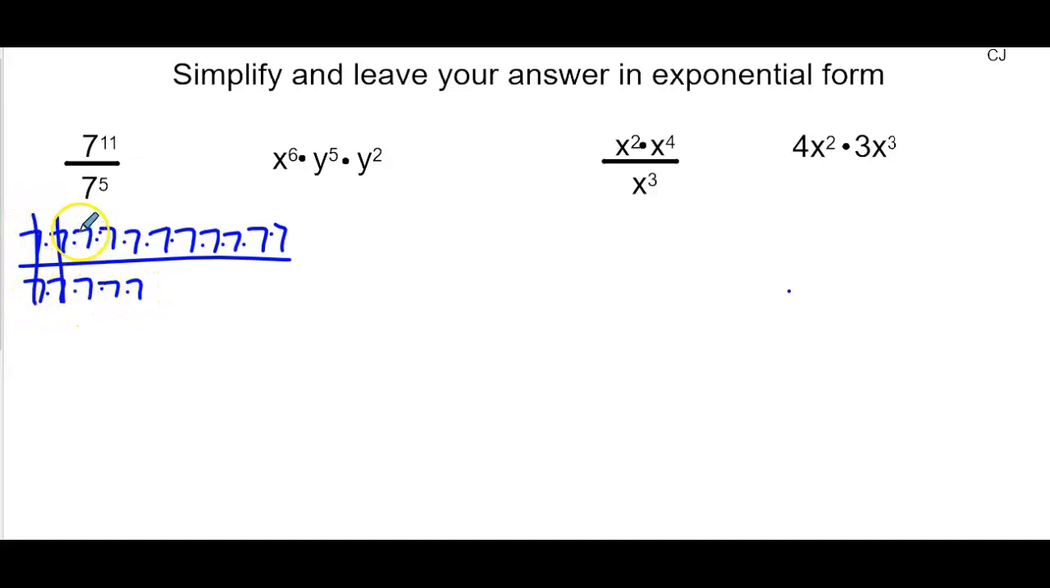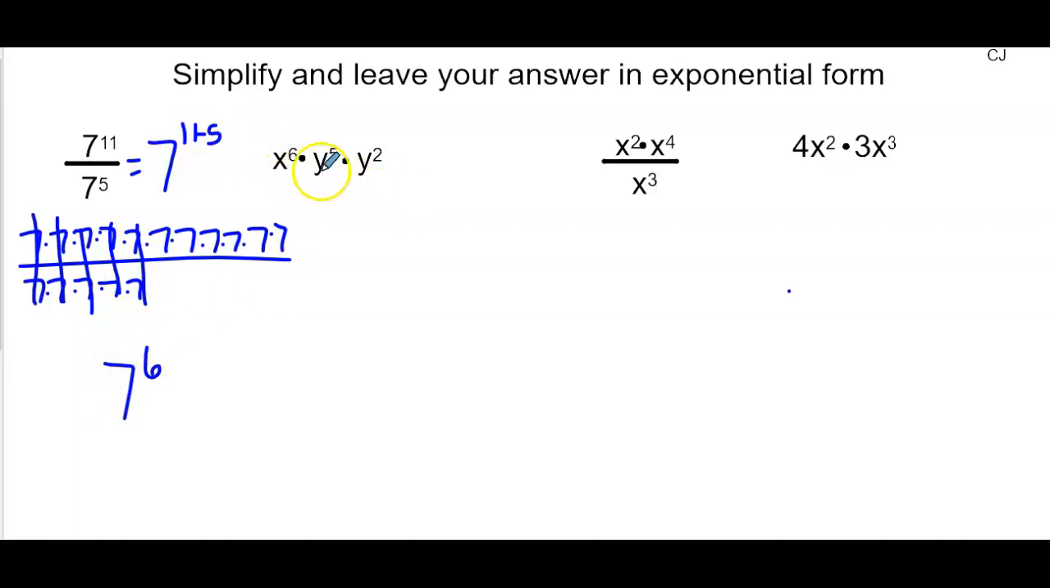And then you can cancel out whatever's the same on top and bottom. And so you're left with 1, 2, 3, 4, 5, 6 sevens on top. Now the shortcut is if you divide with the same base, the base stays the same and you subtract the exponents.